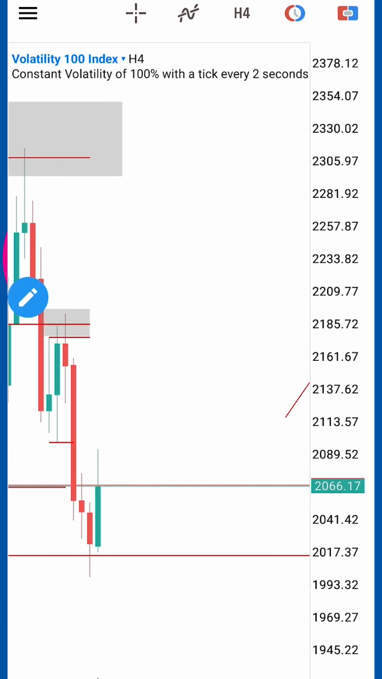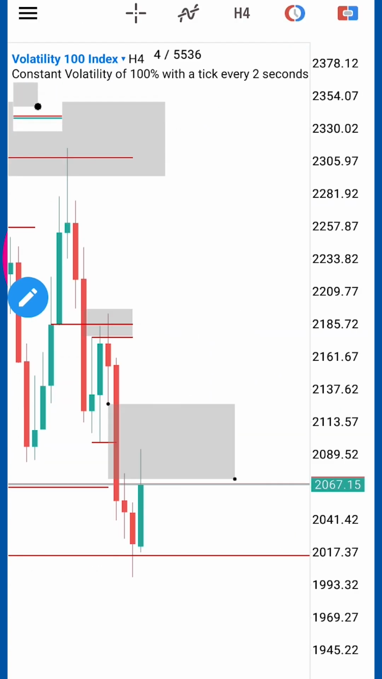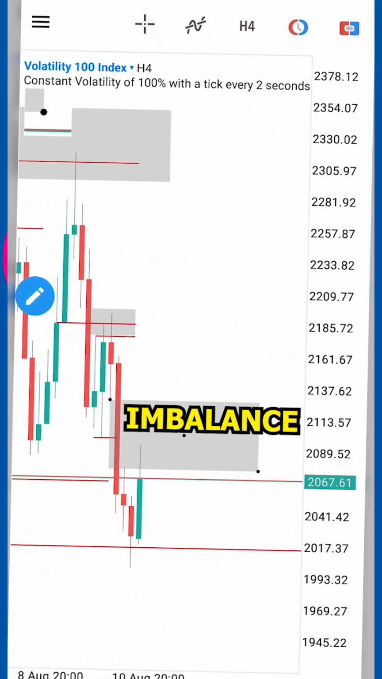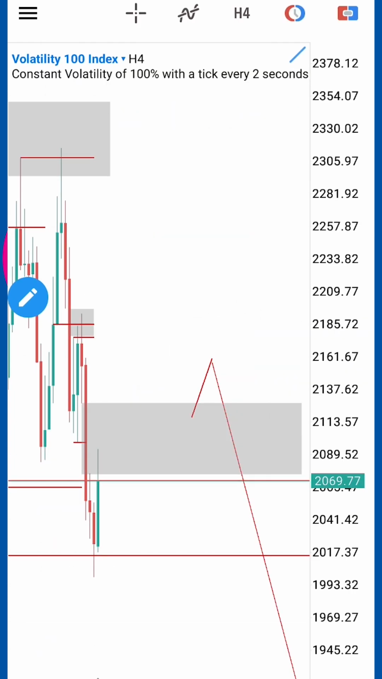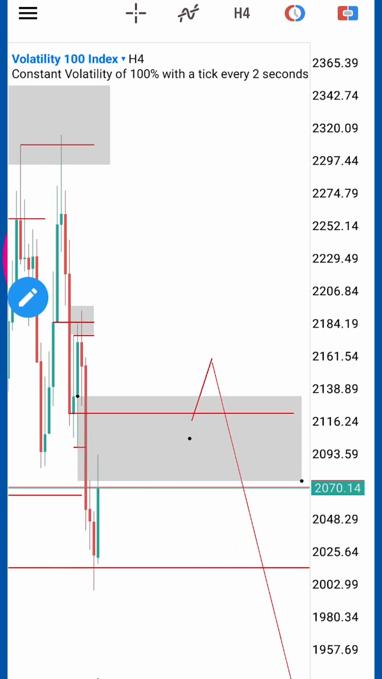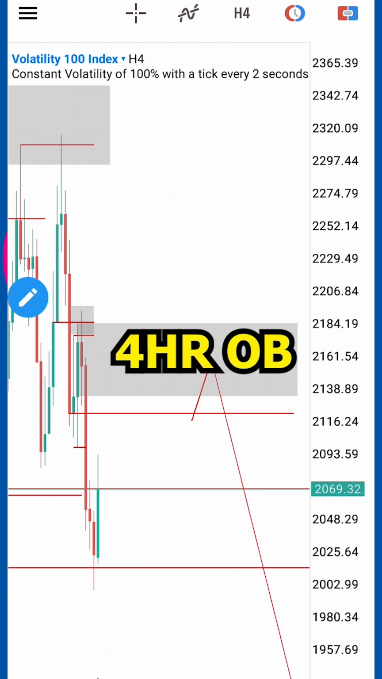Do you get why that fair value gap and that 4-hour bullish order block is important? Within the range there is the imbalance, and after price fills that imbalance, it's going to hit the mitigation block on the 4-hour, and right above the mitigation block you can see that it's also going to be met with the 4-hour bearish order block.